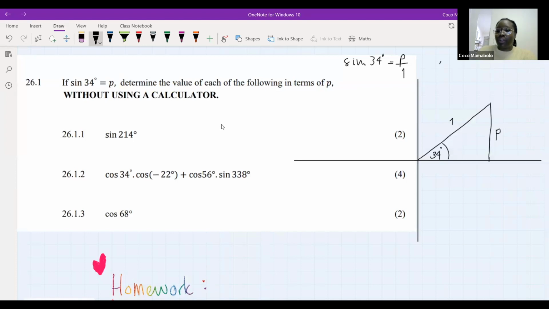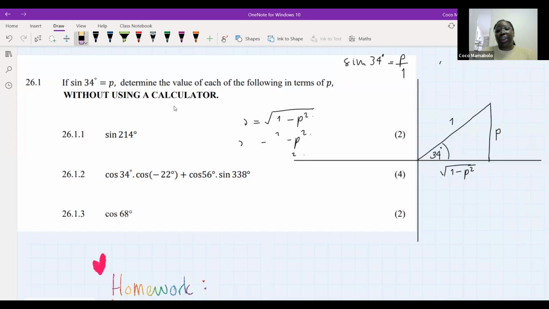Can we then calculate for the X value, guys? We can just use Pythagoras to calculate for the X value. We can go X is equal to the square root of 1 minus P squared. For those of you who don't know, I've got there X squared is equal to 1 squared minus P squared. So this part over here will be 1 minus P squared.